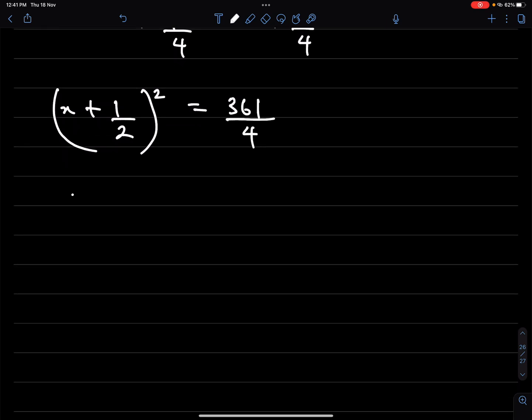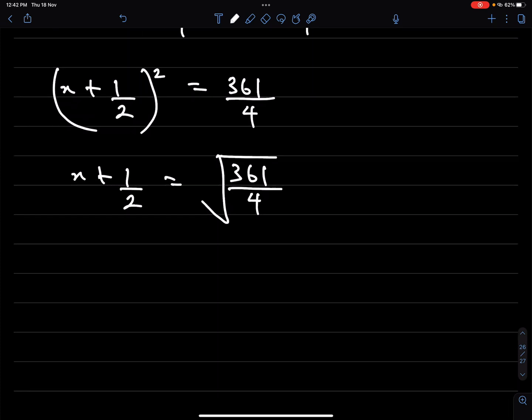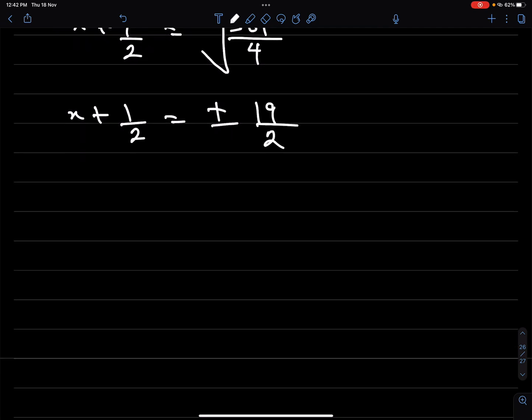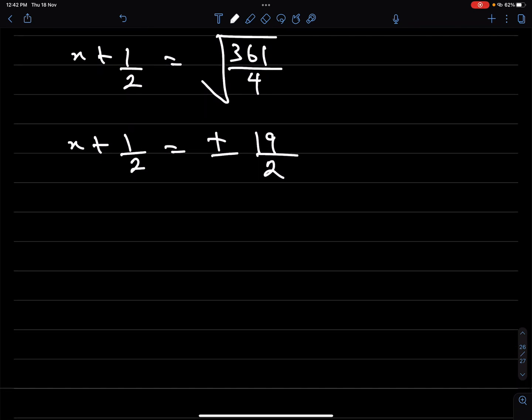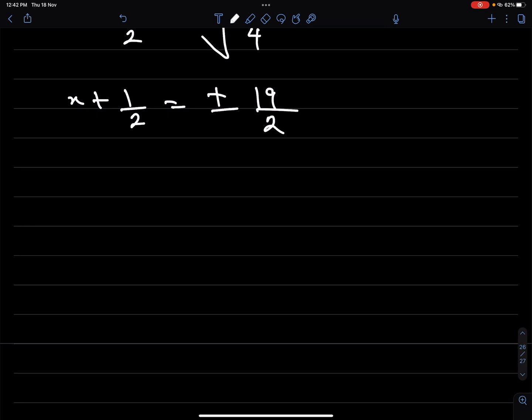Now finding the square roots of both sides. X plus 1 over 2 will be equal to the square root of 361 over 4, which simply means x plus 1 over 2 equals plus or minus 19 over 2. The square root of 361 is 19, and the square root of 4 is 2. And there will be plus or minus because squares always have 2 roots.